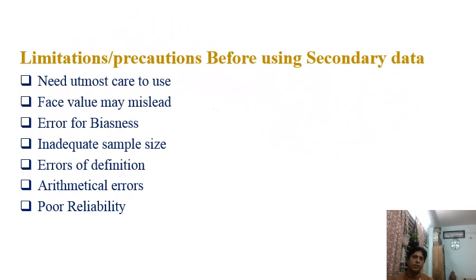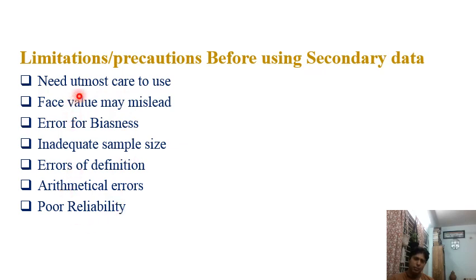What are the limitations of using secondary data, or what precautions should we take during the use of secondary data? There are some basic precautions we should give our attention to. We need utmost care to use it. Face value may mislead, error for biasness, inadequate sample size, errors of definition, arithmetical errors, poor reliability. These are the major limitations of secondary data. So, when we use secondary data, these limitations must be considered.